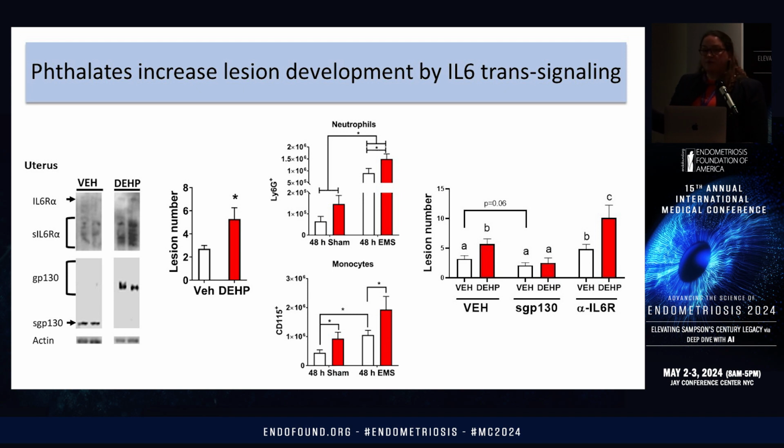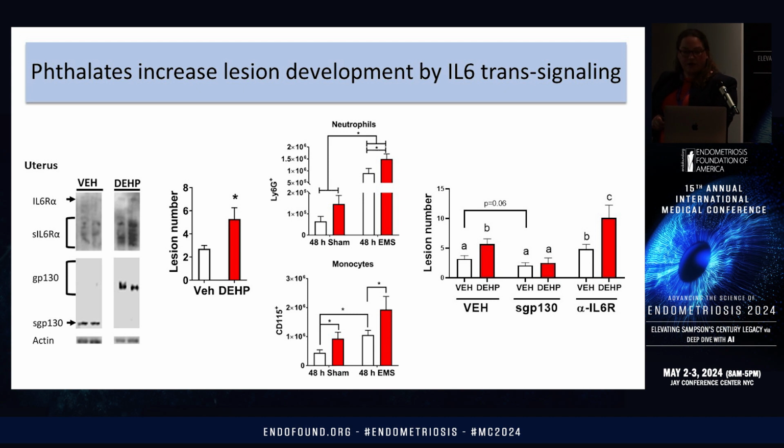The increase by DEHP is completely blocked. However, this is what we also saw with the IL-6 knockout animal as well: there seems to be some sort of a tilting of the trans versus classical signaling. And it's completely blocking that response. And we're seeing more lesions that are found, and that's even more exacerbated with the DEHP treatment.